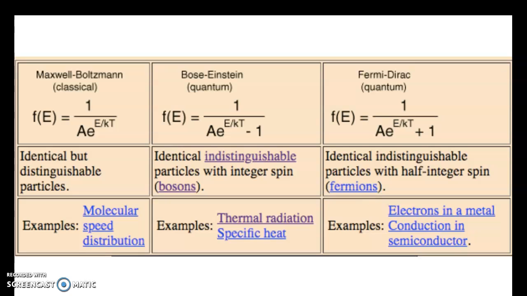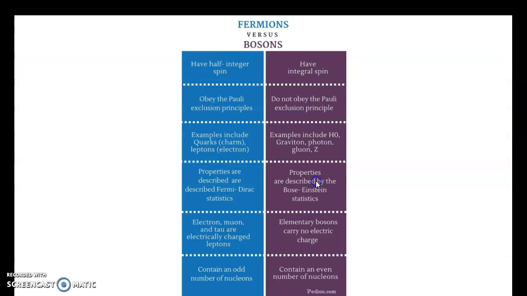Here's a graphic from HyperPhysics that compares the three different distributions. The main difference between the Bose and Fermi distributions is based on the difference between bosons and fermions. And you can see the equations, both indistinguishable, but it depends on spin. Bosons with the Bose-Einstein, fermions with the Fermi-Dirac equation. So, knowing that, let's look at the differences between bosons and fermions.